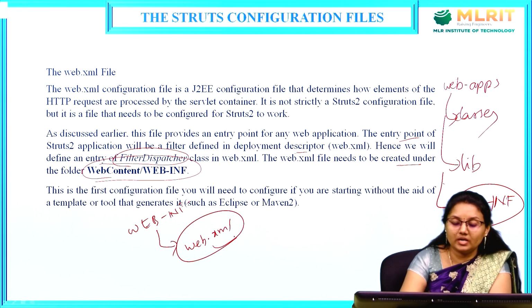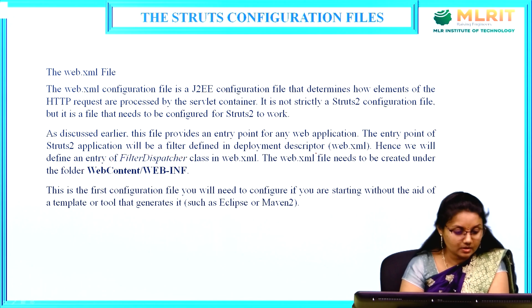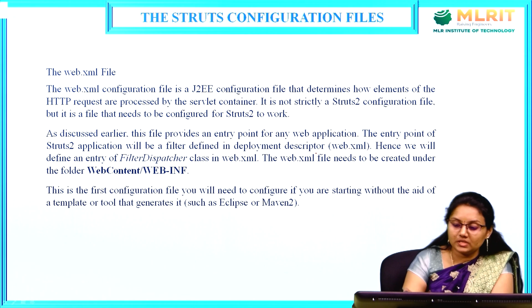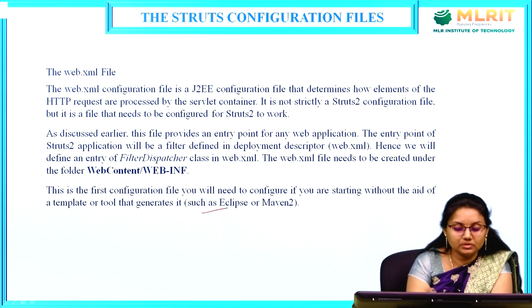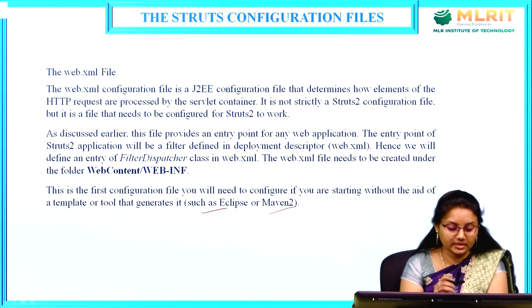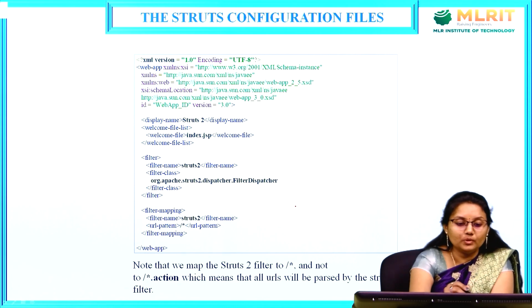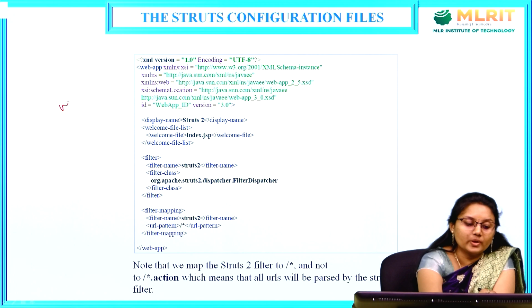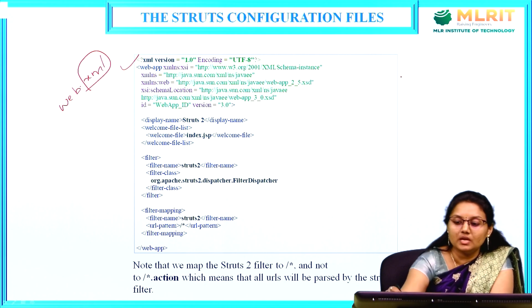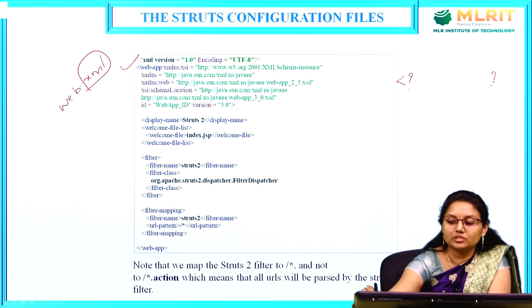This is what is acting as a deployment descriptor. Okay. Now, this is the first configuration file. You need to first configure it, whether you use Eclipse or Maven 2 to generate this. Then this is the file. So here, if you see, we are starting with web.xml. An XML file will start with the delimiter less than question mark, greater than. So in between that you have to give the content.